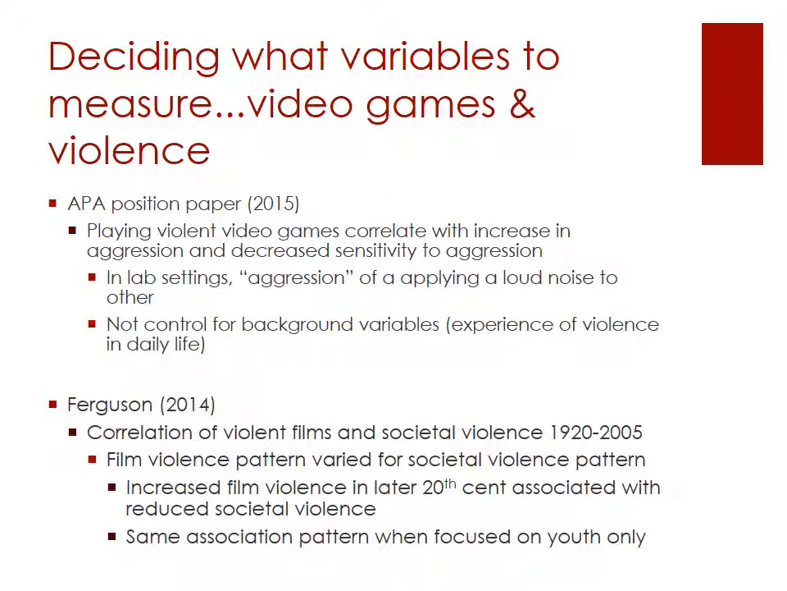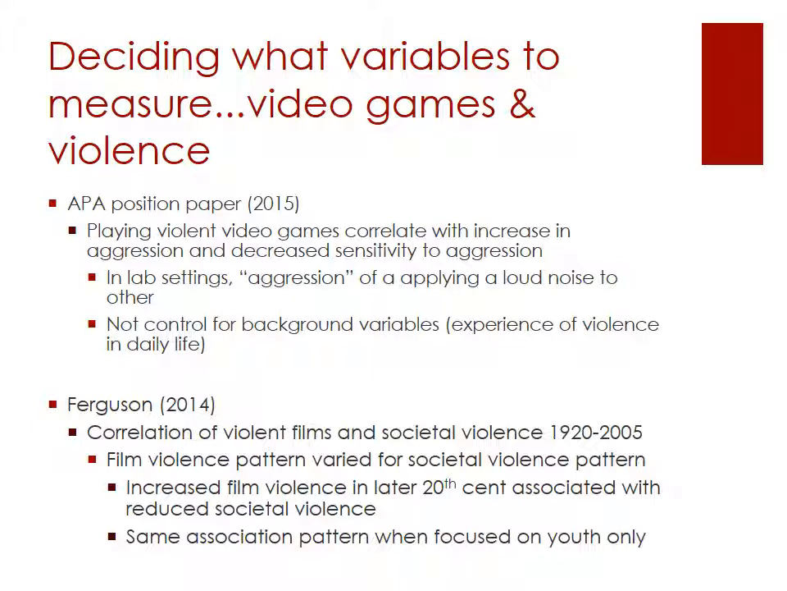So the last thing to look at is paying attention to what you're measuring. So we need to think about what variables we're deciding to measure. And I'm going to pull this example from research on video games and violence. For example, in 2015, the American Psychological Association, or APA, put out a position paper that said that playing violent video games correlate with increase in aggression and decreased sensitivity to aggression.